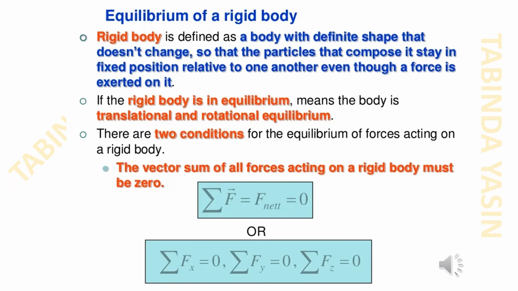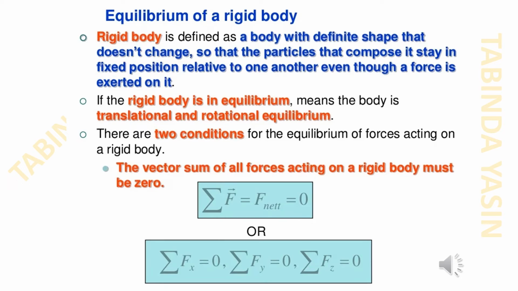Now to find the equilibrium of a rigid body: a rigid body is defined as a body with a definite shape that doesn't change, so the particles that compose it stay in fixed positions relative to one another, even though a force is exerted on it. There is no change in the shape of the rigid body. If the rigid body is in equilibrium, it means that the body is in translational and rotational equilibrium. All the particles will be in equilibrium, so there will be no translational or rotational change.